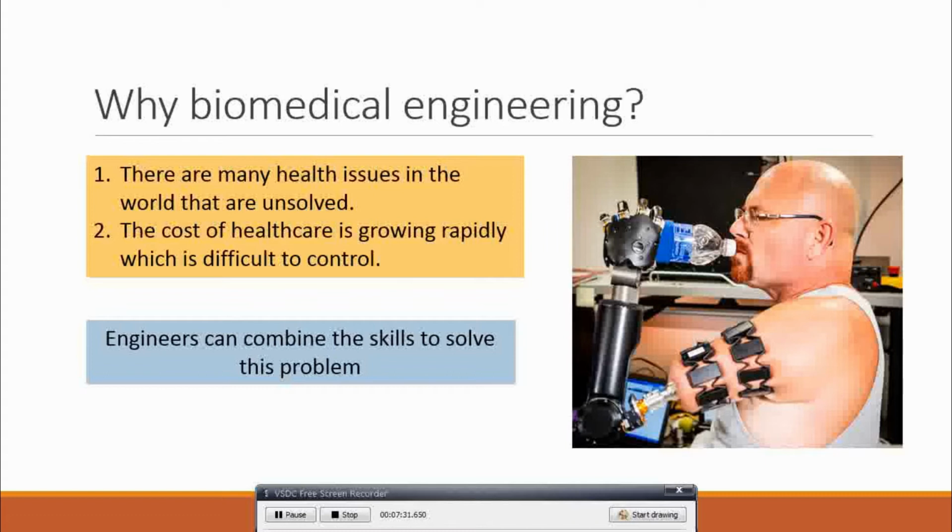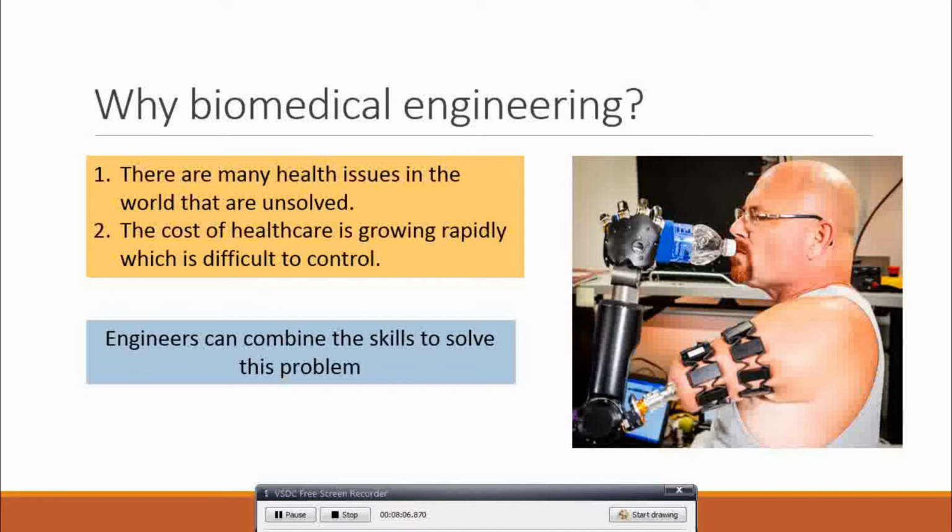Why biomedical engineering? That's a good question. There are many health issues in the world that are unsolved. For example, look at this person. He has actually been amputated. His hand is no longer a complete hand, so potentially he was involved in an accident or whatever his condition. But do you think that he is still able to undergo his daily routine and activity?